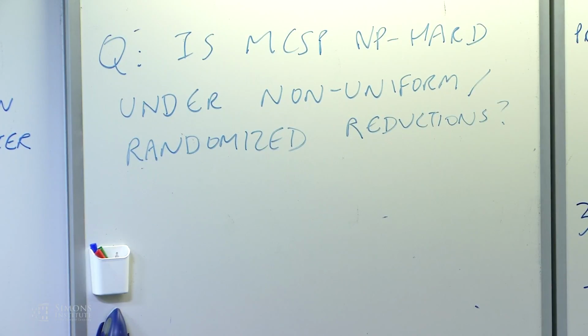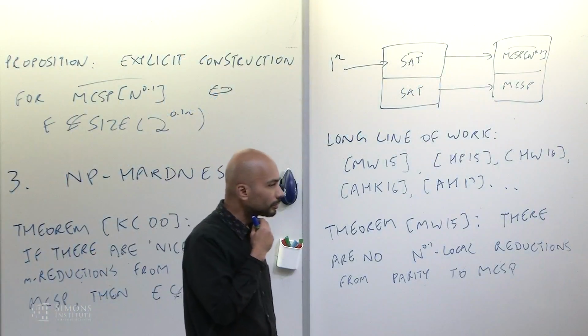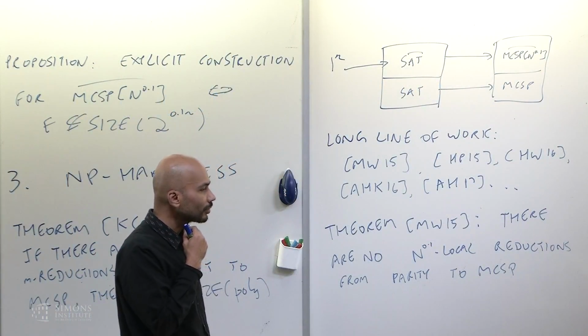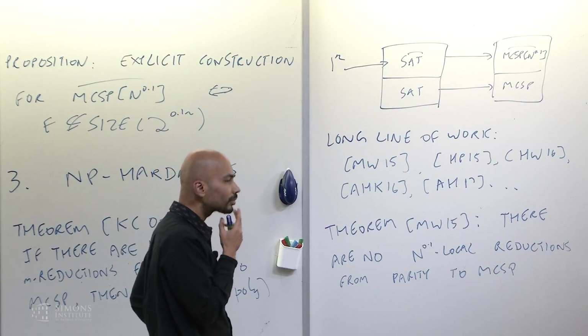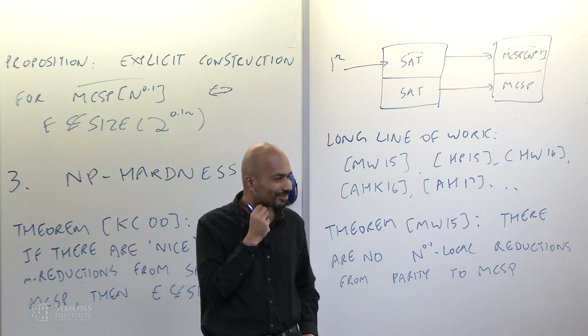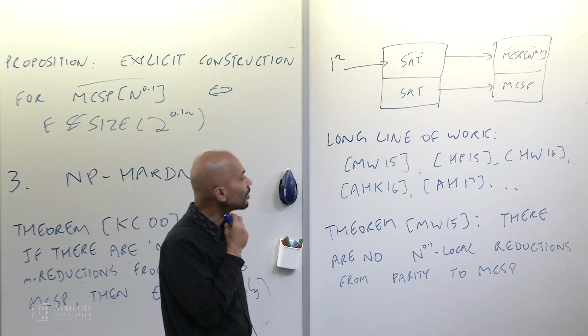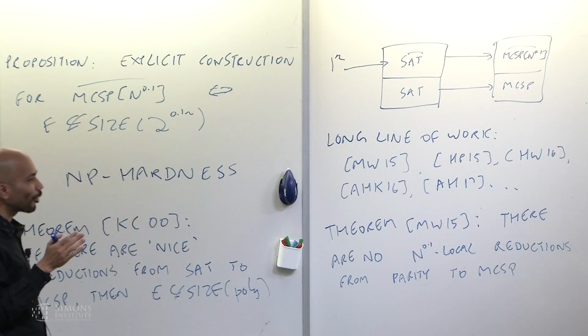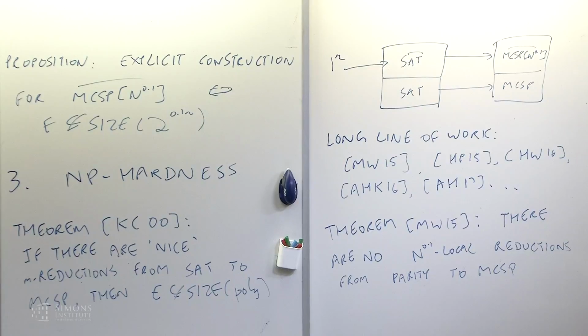It's not just locality. They show that there's no reduction from parity, and non-uniformly there is a reduction to, well, not MCSP but MKTP. So perhaps uniformity is crucial there. It's not completely clear to me, but certainly for non-uniform reductions, we don't really know.